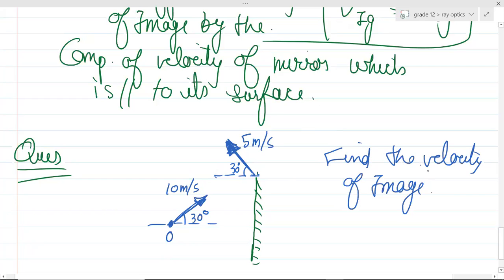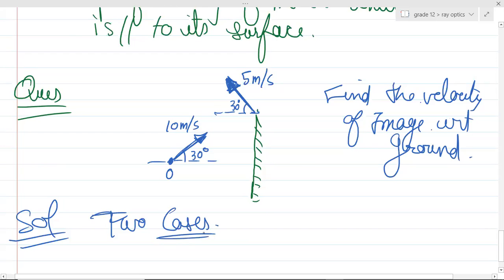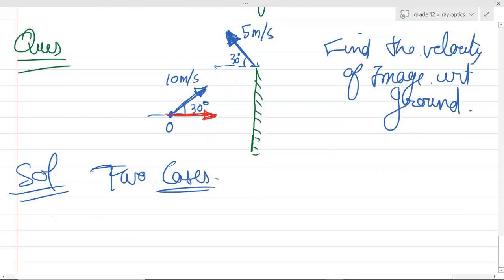Now, whenever you have questions for calculating the velocity of image with respect to ground, always break the question into two cases. So what will be those two cases? Can you see over here, guys? I can resolve this into two components: 10 cos 30, 10 sin 30, right? Similarly, 5 cos 30 and 5 sin 30, right? Can you see, guys?